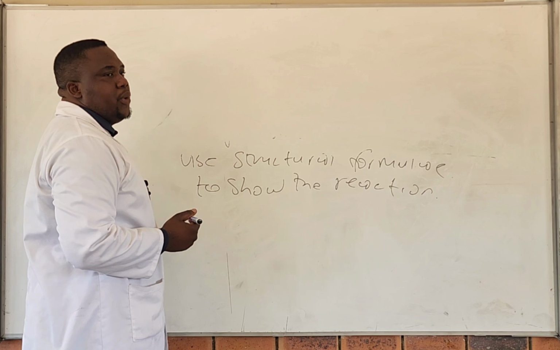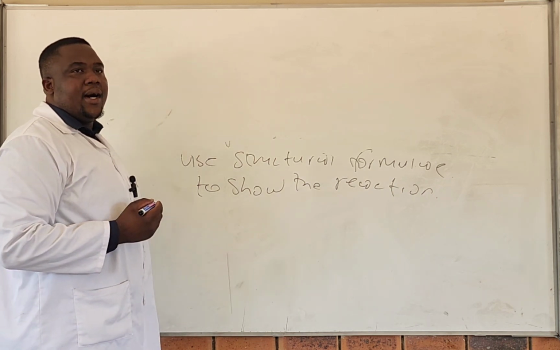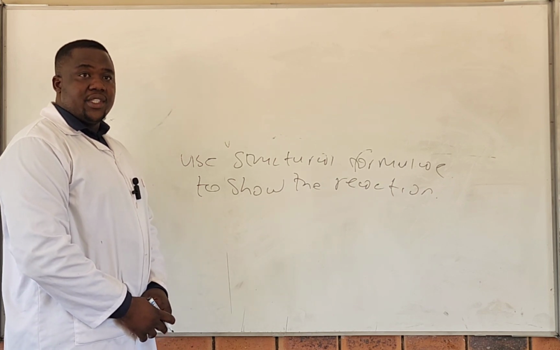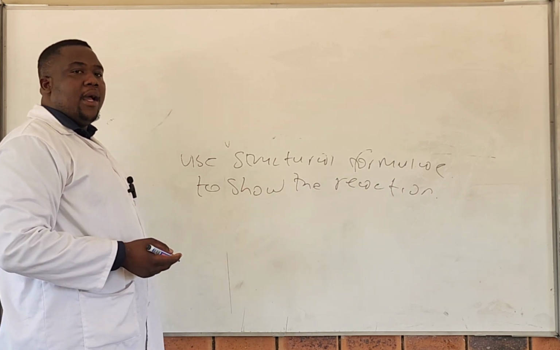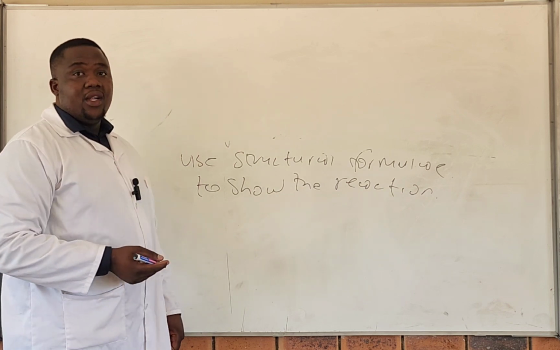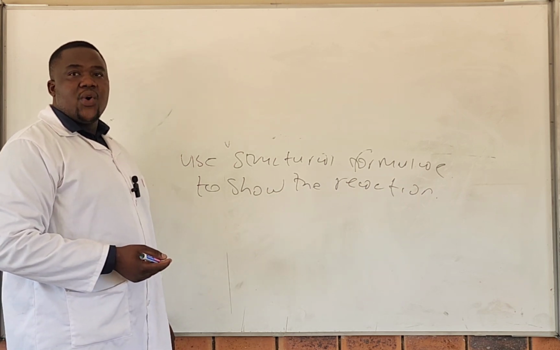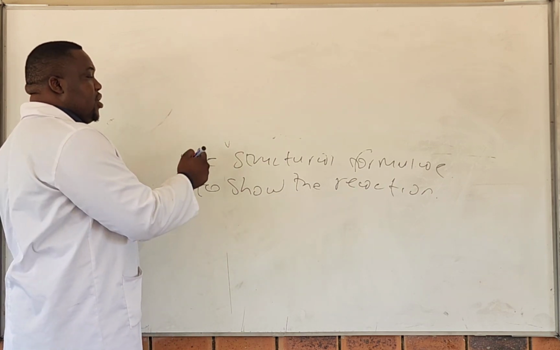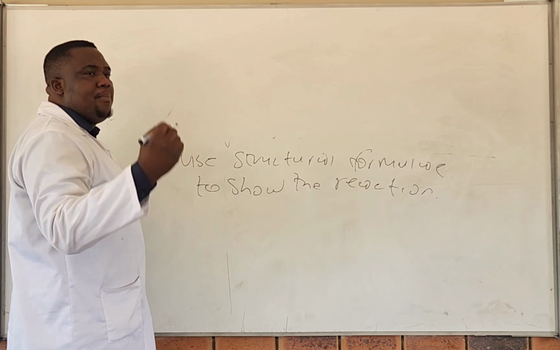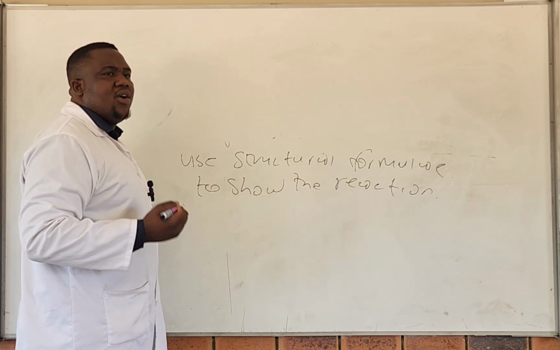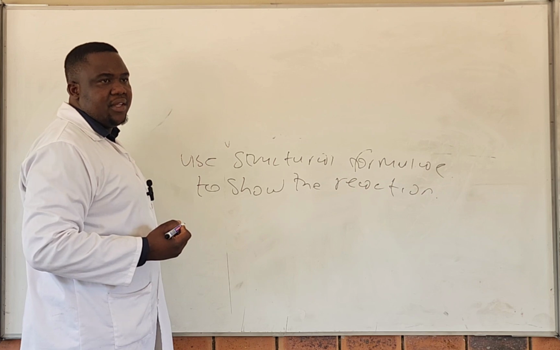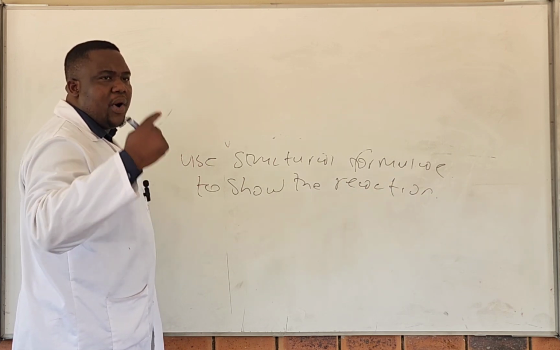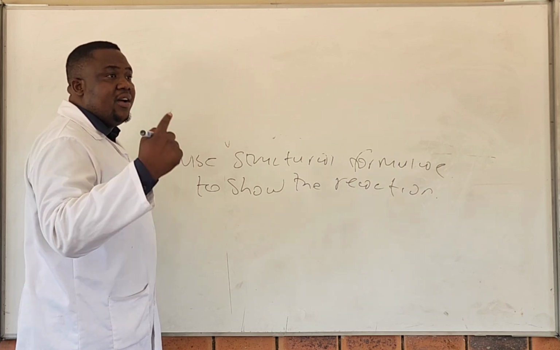Let me give you an example. I want us to demonstrate an esterification process using ethanol and ethanoic acid. So when they say use structural formula, they want you to make use of drawing of structures. That's what they mean. Do not be confused by the word formula. Those drawings of carbon and hydrogen, we call them structural formula.